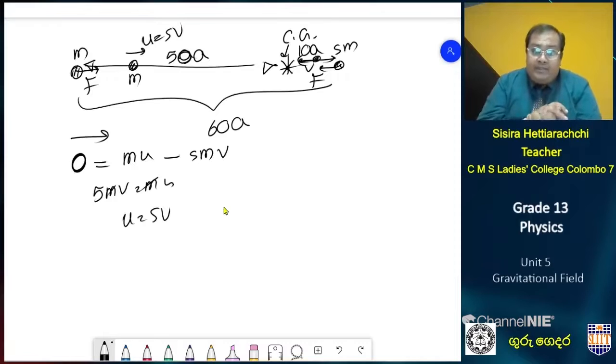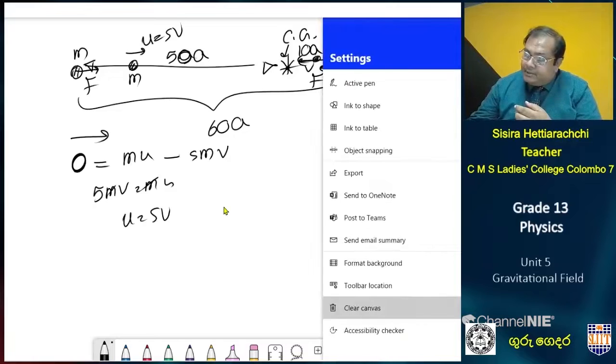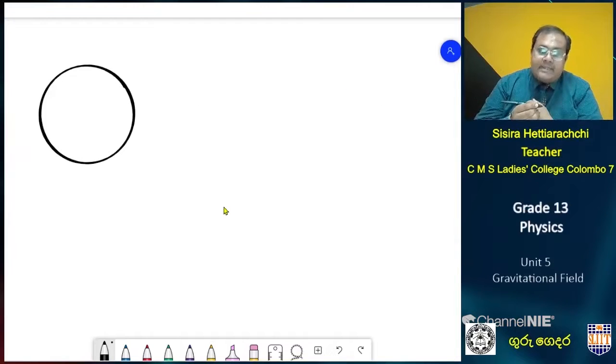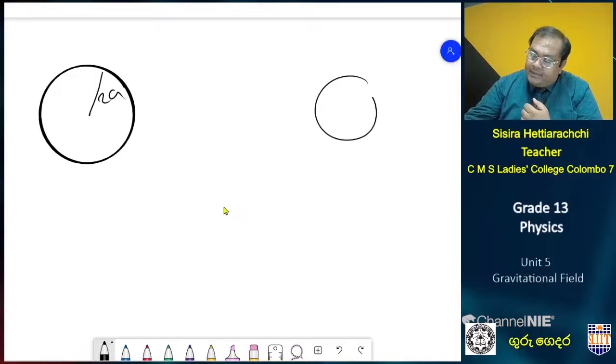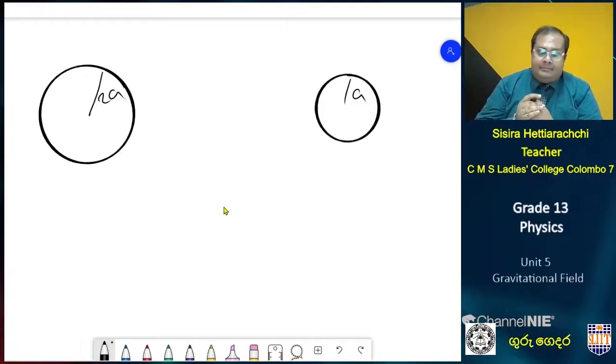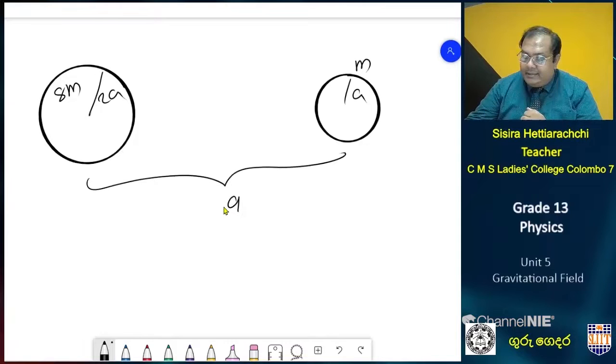If you are given a finite object instead of point masses, and you want to find the point where they collide, for example, consider there's a mass of radius 2a, and another of radius a. Assume this mass is 8m, and this mass is m, and assume the separation between them is 93a.